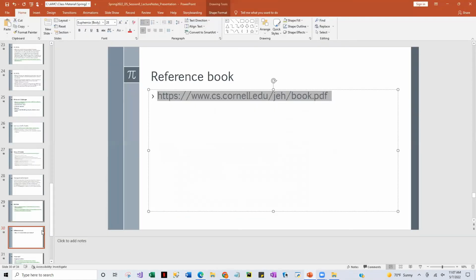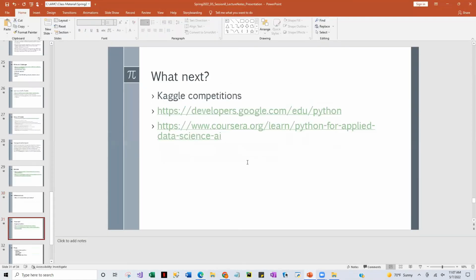Okay, let's go back. And okay, so what's next? What do you want to do after this class? Do you want to explore more, or do you want to explore other items? Do you want to dig deeper in the Python coding?